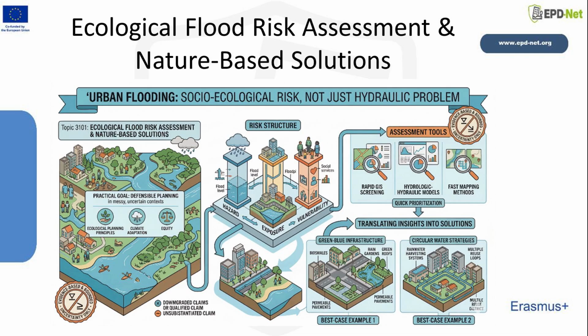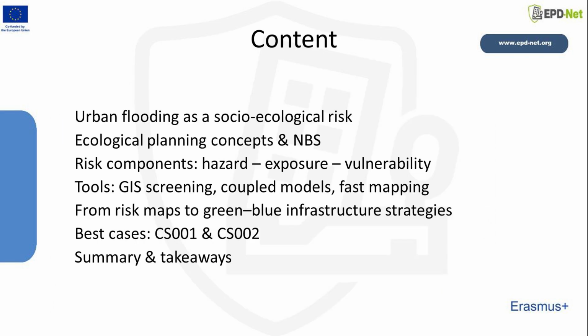We'll use a simple risk structure: hazard, exposure, and vulnerability. Then look at the tool spectrum: rapid GIS screening, hydraulic models, and fast mapping methods that can support quick prioritization. We'll close by translating risk insights into green-blue infrastructure and circular water strategies, grounded with two best-case examples. Keep one discipline in mind throughout. If a claim cannot be supported by evidence or bounded uncertainty, we downgrade it, we qualify it, or we don't make it.